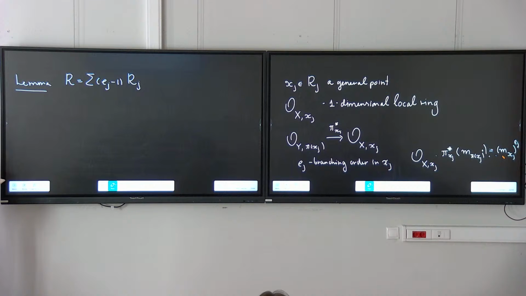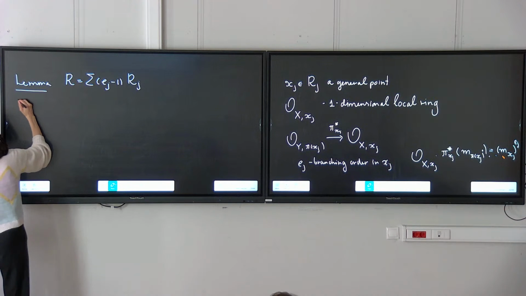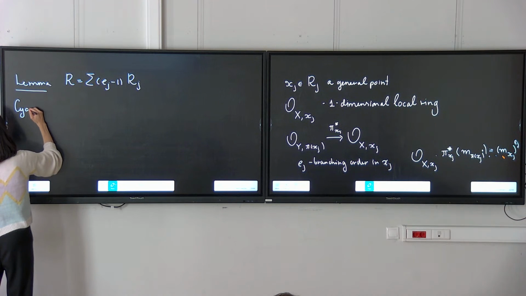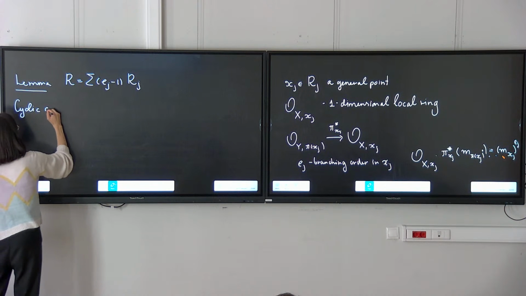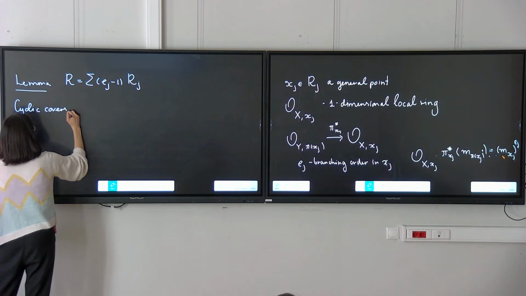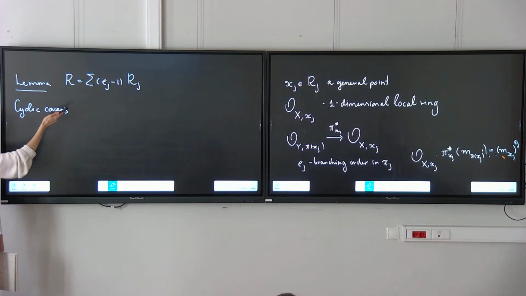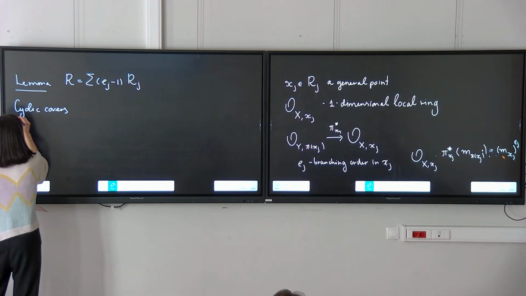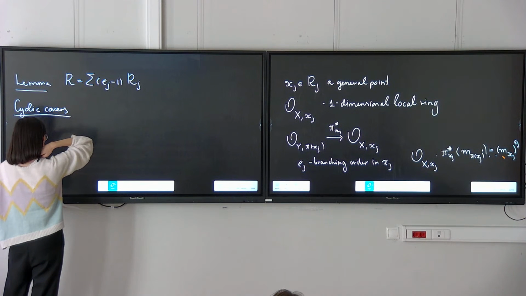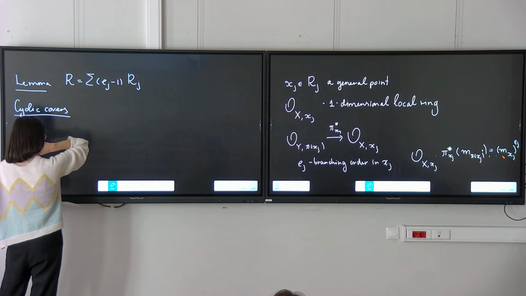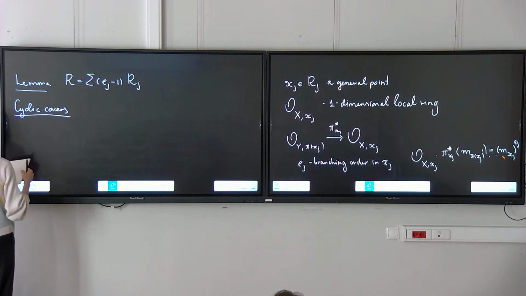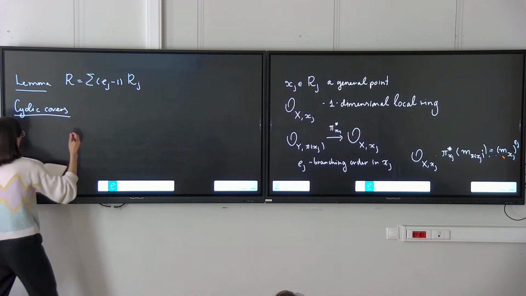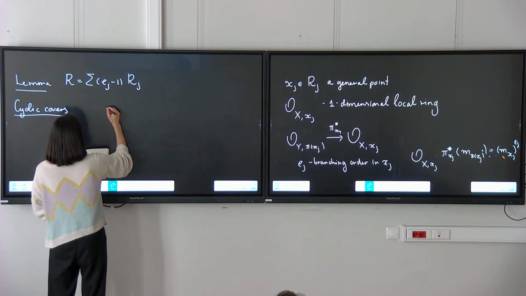And now let me formulate what is going on for cyclic covers. I can explain this if you want, but this is just because we used the formula for canonical classes for cyclic covers. So let me remind you what the setting was.